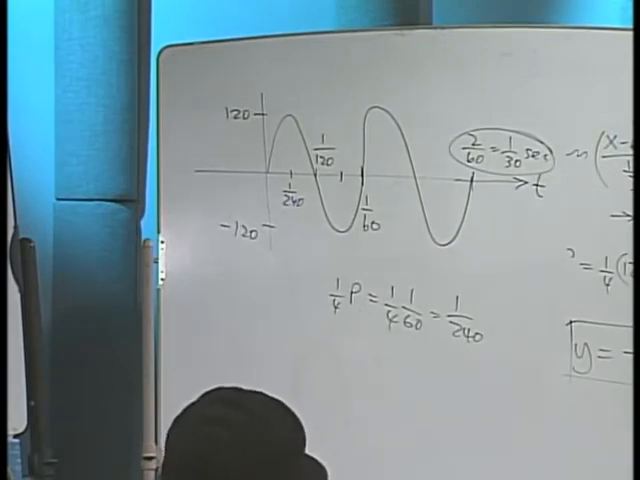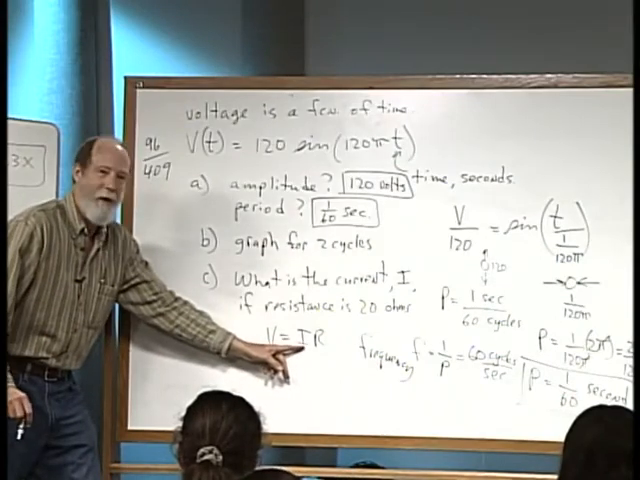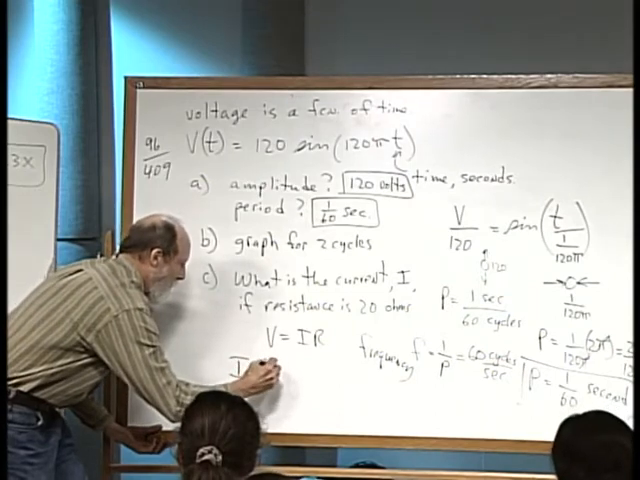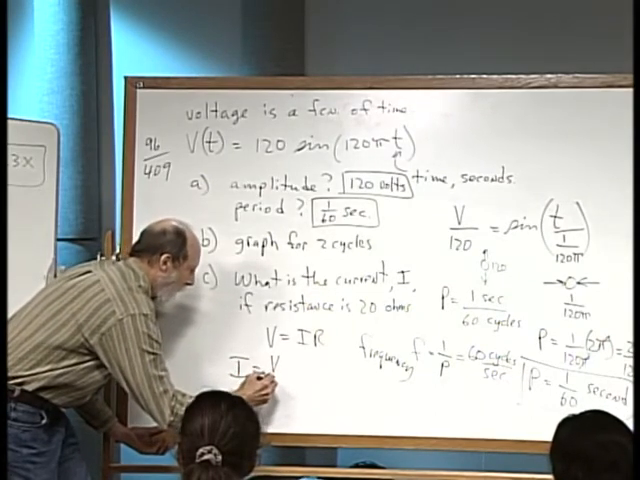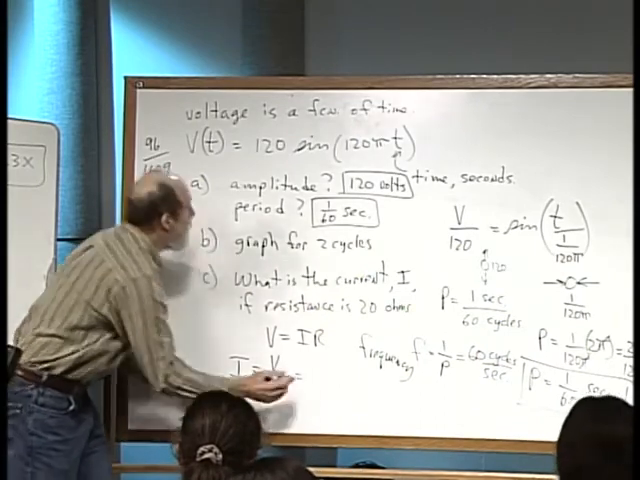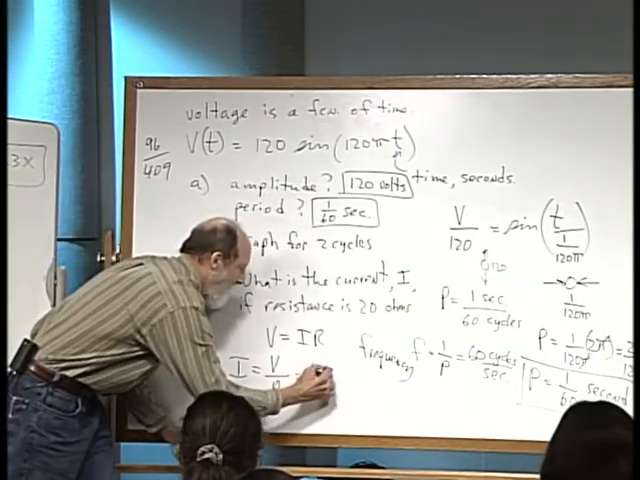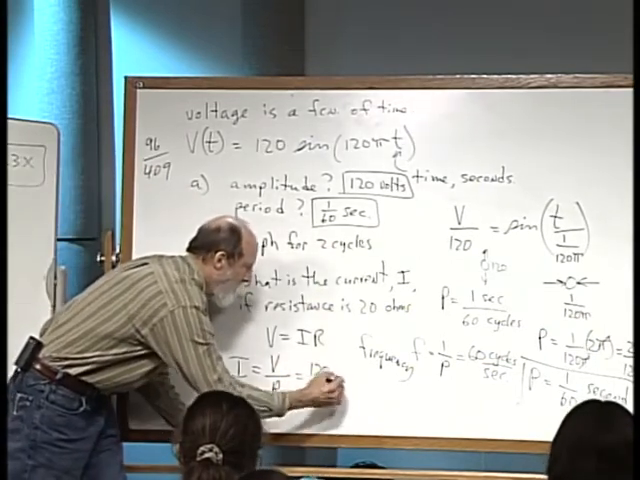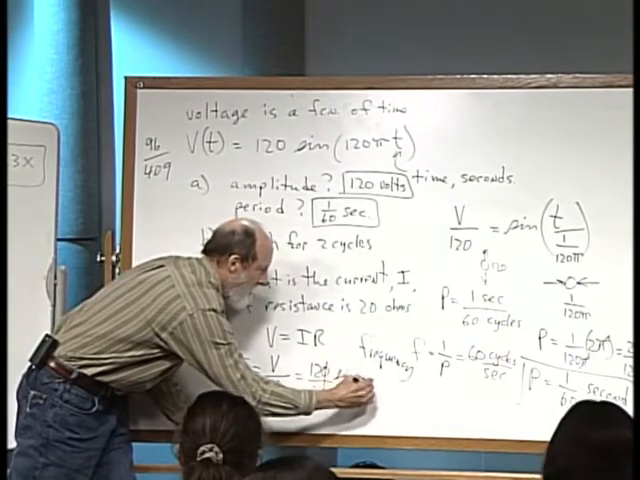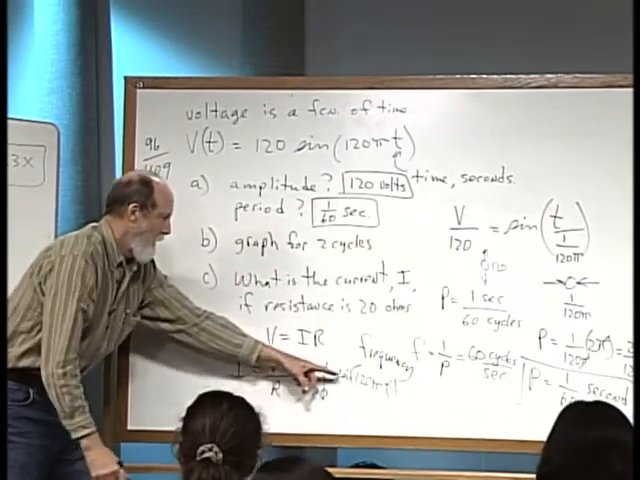What's the current if the resistance is 20? Well, all you have to do is solve for the current, which is equal to your voltage function divided by the resistance. So all we're going to do is take this original problem and divide it by 20. Reduce the 10 out. You with me on that? And then you end up getting a sine wave.